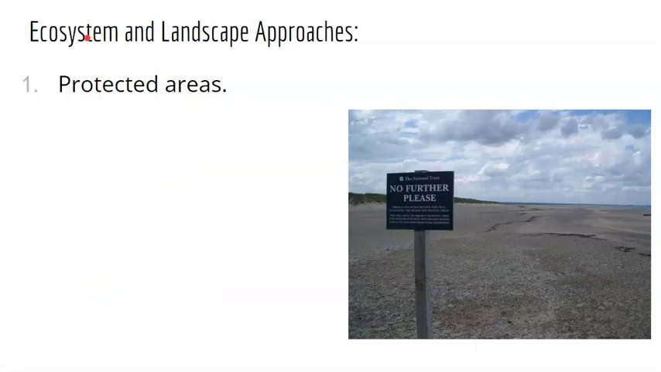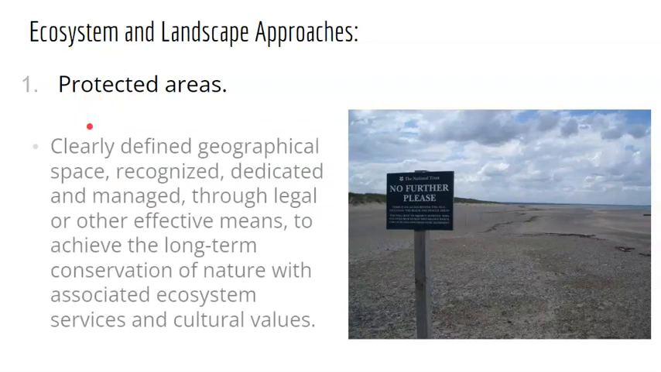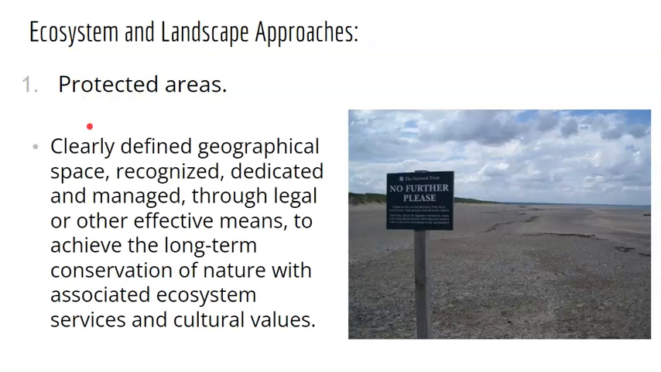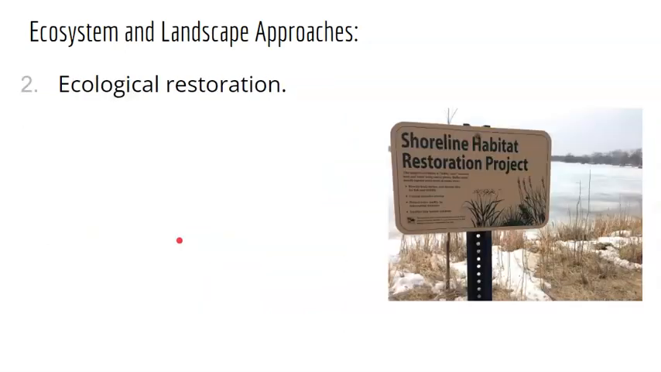So going off of species level approaches and onto ecosystem and landscape approaches, we can also have protected areas. So protected areas are clearly defined geographical space which is recognized and dedicated and managed through legal or other effective means to achieve the long-term conservation of nature with associated ecosystem and services and cultural values. So the protection level can differ. Sometimes it means no humans, sometimes it means just restricted access. It depends on the needs of that area, but it is to protect that habitat.